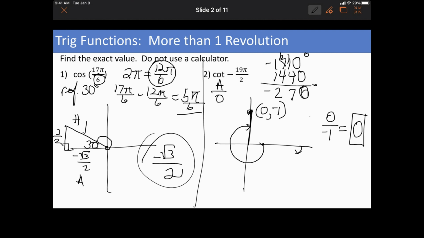Now on your piece of paper, they didn't have a negative 270, but that is the same as a positive 90. Same. Oh my gosh, did I say -1? I meant positive 1. Sorry, but the answer is still the same.